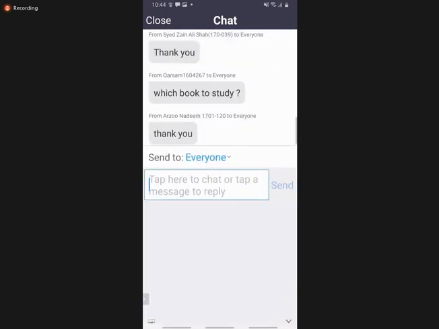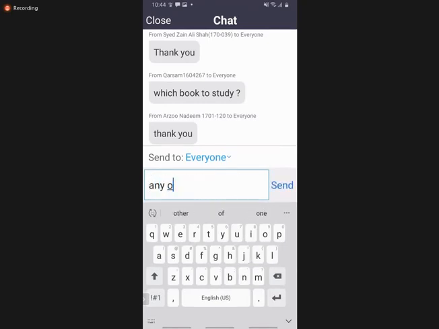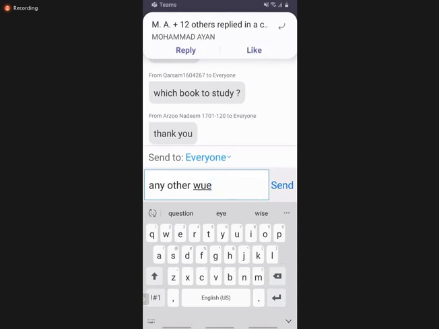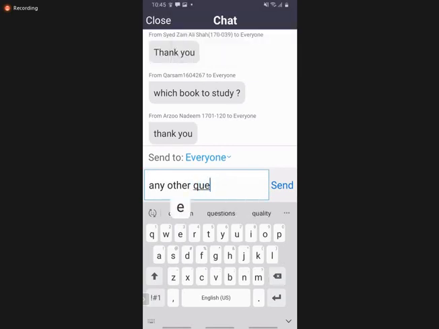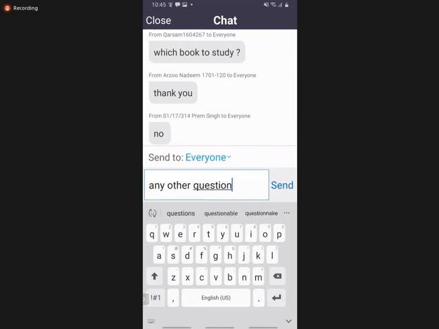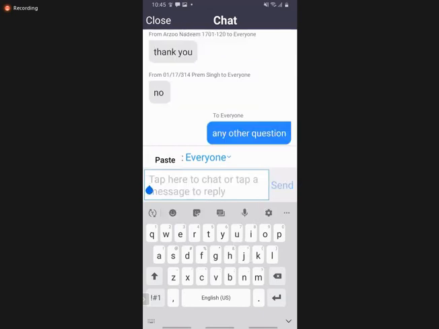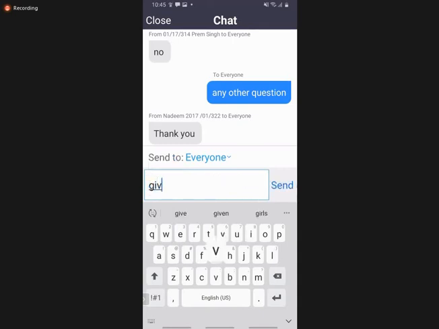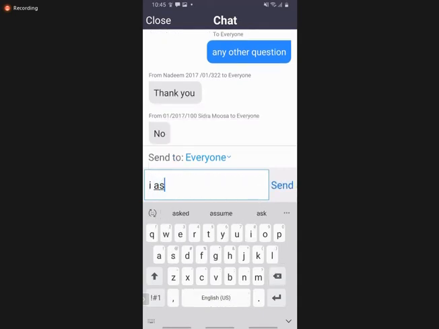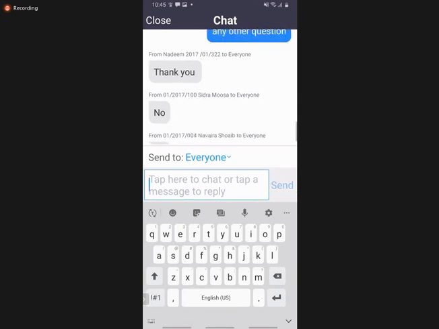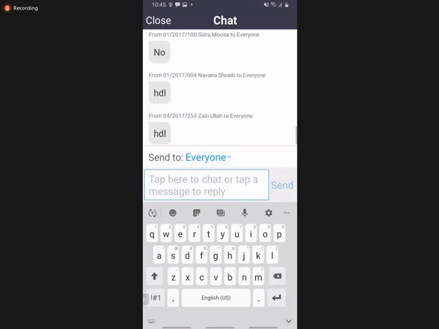Any other question, please? No? Okay, give me an answer. Now I ask a question from you guys. Give me an answer in your chat box. Why HDL? Which lipoprotein is protective? Assume that you are in your clinic, I will give you a certain scenario. Okay, then give me an answer.